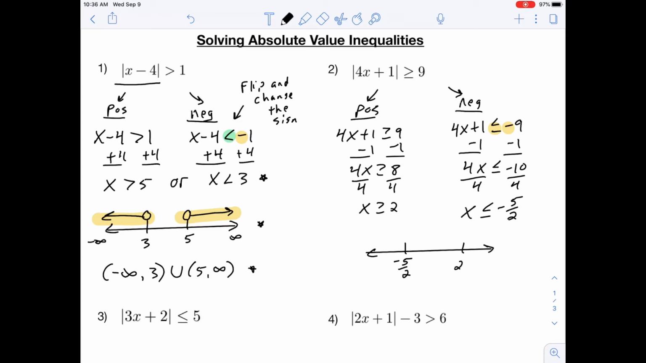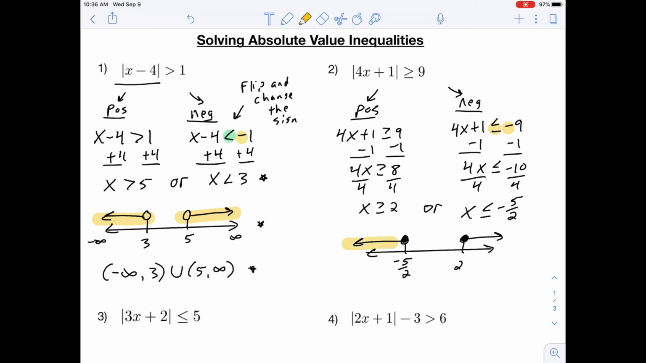So if we want to do x is greater than or equal to 2, that's a closed circle, and it goes to the right. X is less than or equal to negative 5 over 2 is a closed circle, and less than goes to the left. So again, because these graphs are two separate intervals, there's a gap in between, it's an or statement. It's an or statement. So now how do we write this in interval notation?